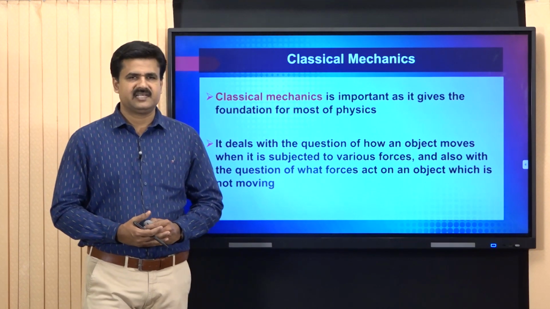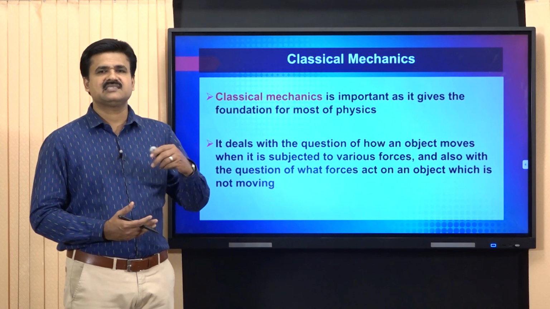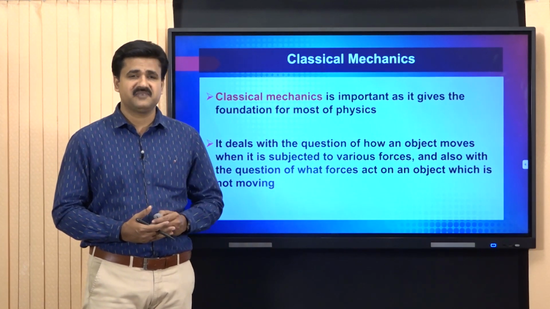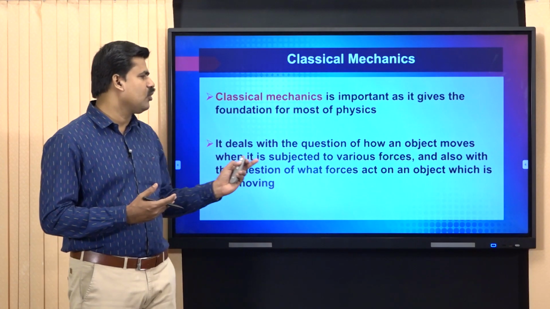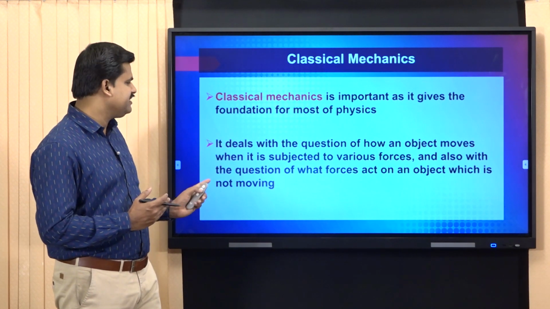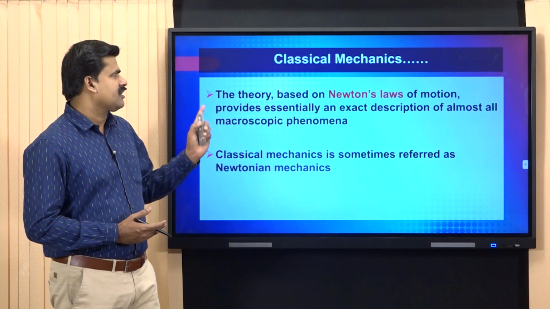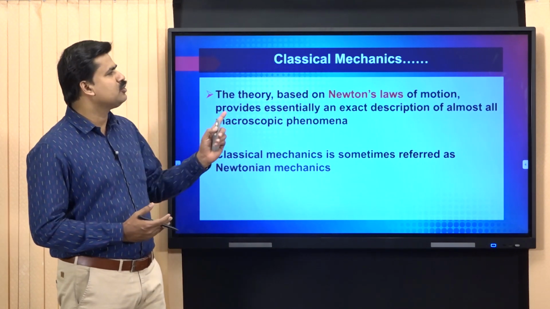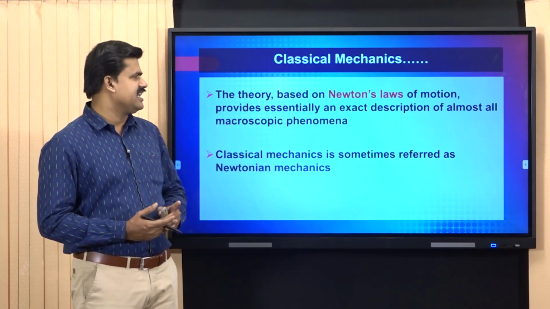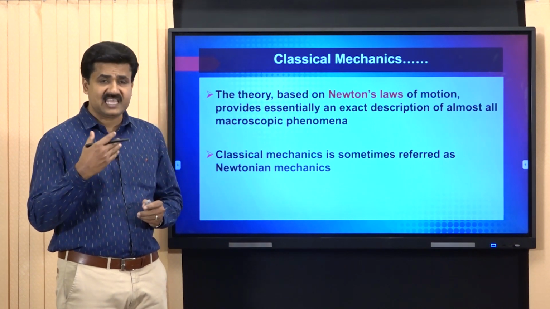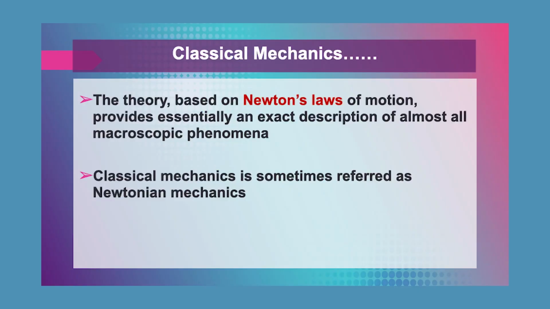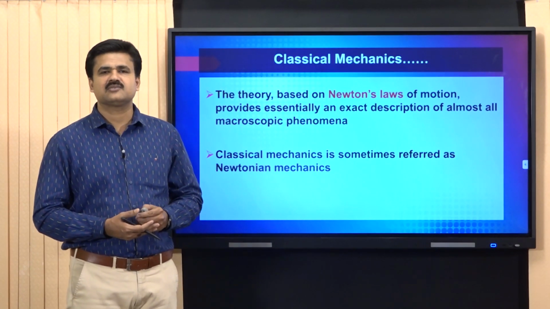Now, classical mechanics. Classical mechanics is important as it gives the foundation for most of physics. Classical mechanics deals with the question of how an object moves when it is subjected to various forces, and also with the question of what force is acting on an object which is not moving. The theory is purely based on Newton's laws of motion. It provides essentially an exact description of almost all macroscopic phenomena. That is, classical mechanics can explain the majority of macroscopic phenomena. Classical mechanics is sometimes referred to as Newtonian mechanics since it lies on Newton's laws of motion.